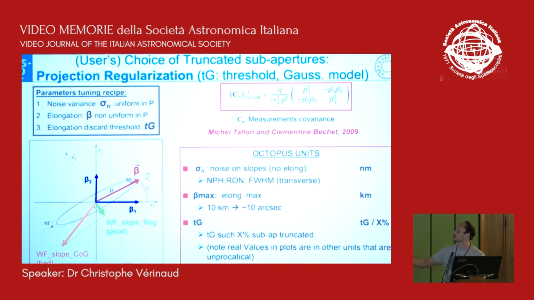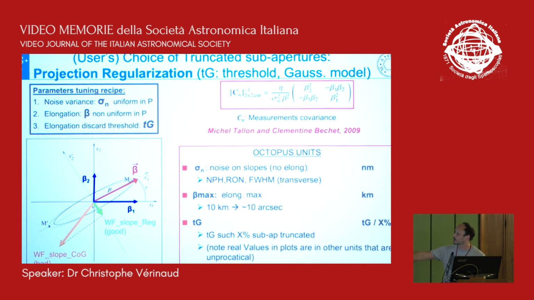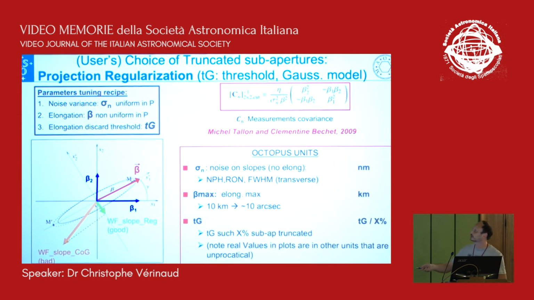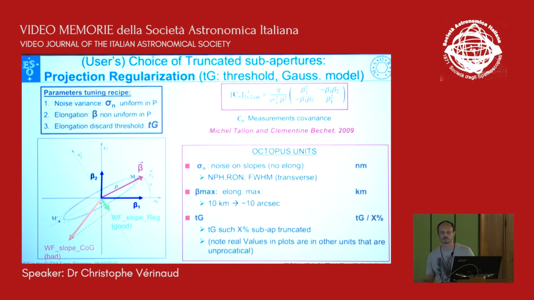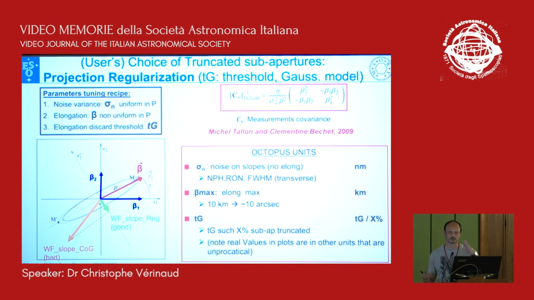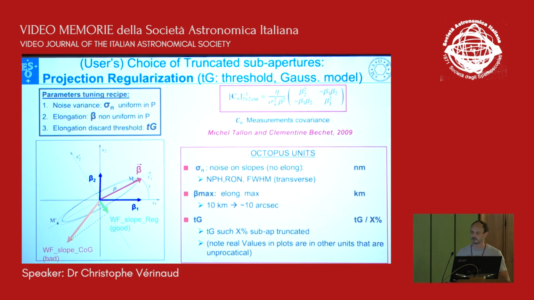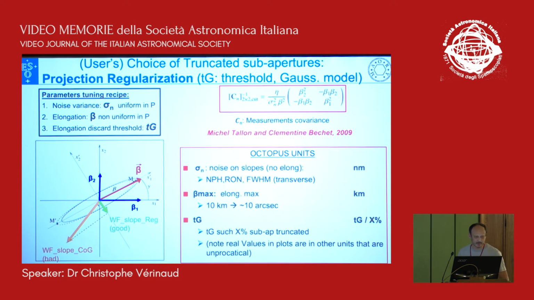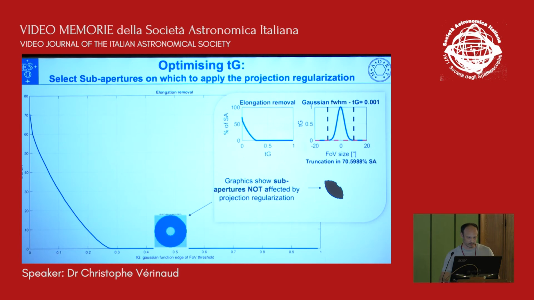And so this matrix multiplies the component to get just a projection on the direction which is perpendicular to the elongation. And like that, you keep half of the measurements, and you are able to measure also the aberrations in the lateral dimension. So this is applied in the simulations, and the user has to choose the subapertures that it considers to be truncated, which means that there is a threshold which is called TG, and on the next slide you can see.